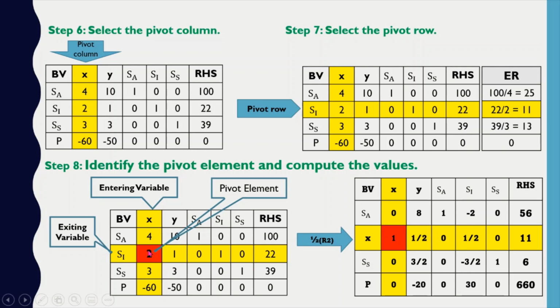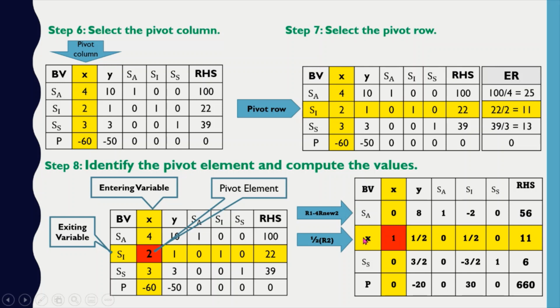So 2 multiplied by 1/2 is equal to 1. 1 multiplied by 1/2 is 1/2. 0 multiplied by 1/2 is 0. And 1 multiplied by 1/2 is 1/2. And 0 multiplied by 1/2 is of course 0. And 11 multiplied by 1/2 is 11/2. We're done with our R2. Next, we're going to do our R1, followed by R3 and R4. So don't worry, later on we're going to have our solutions after this slide.